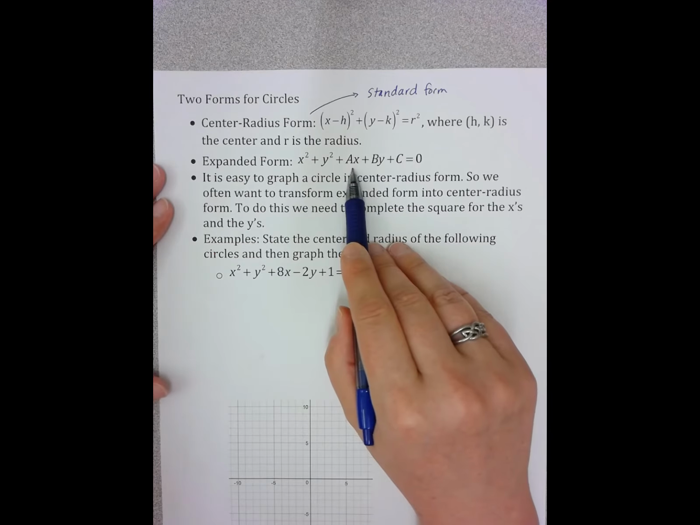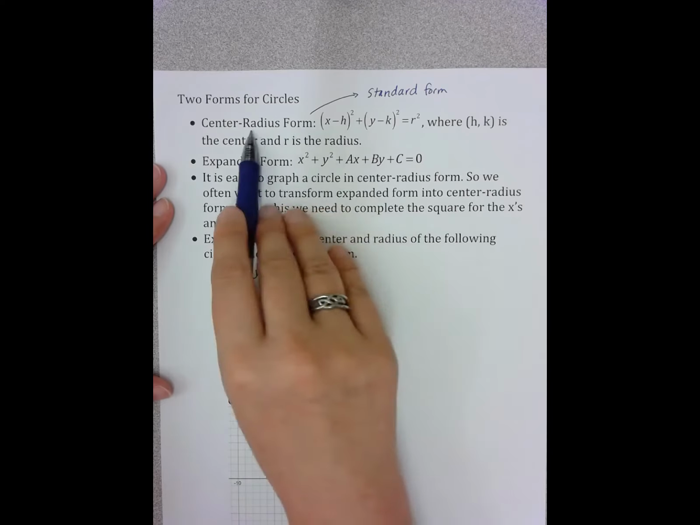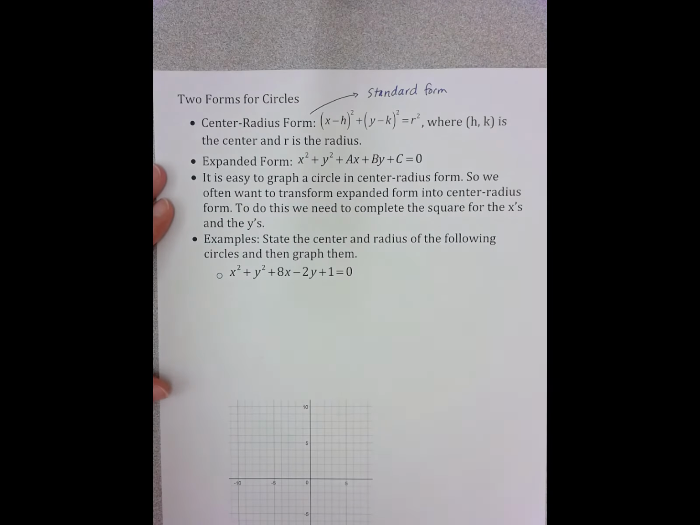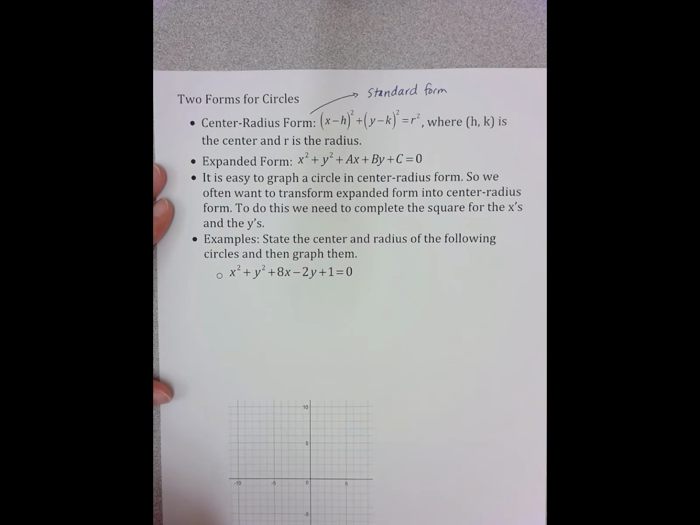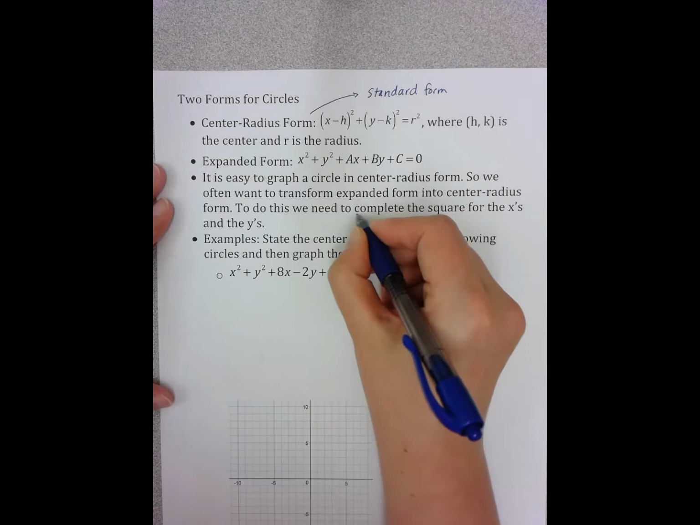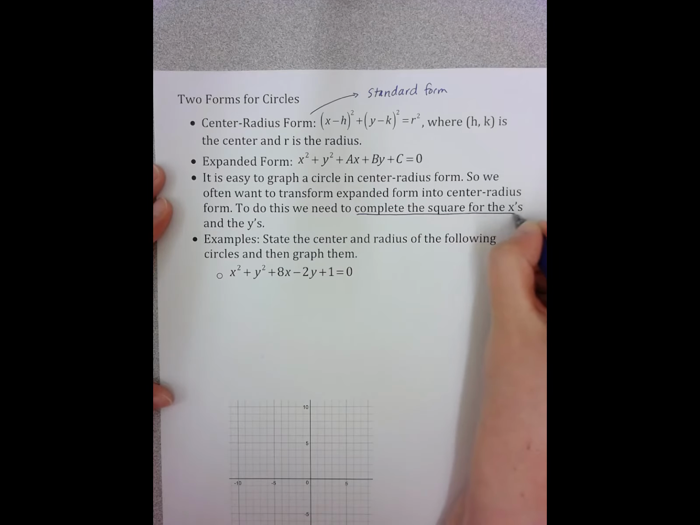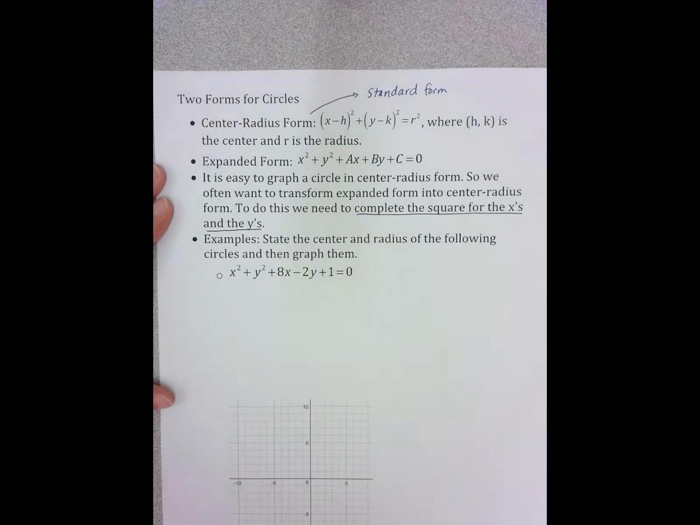I can't easily graph them in this form. So what I have to be able to do is if I'm given them in expanded form, I need to transform them into center radius form. So this is very similar to when we had parabolas, and if they were written out, multiplied out, looking something like this, I would complete the square in order to get them into the vertex form. In this case, I'm going to need to complete the square for both the x's and the y's.